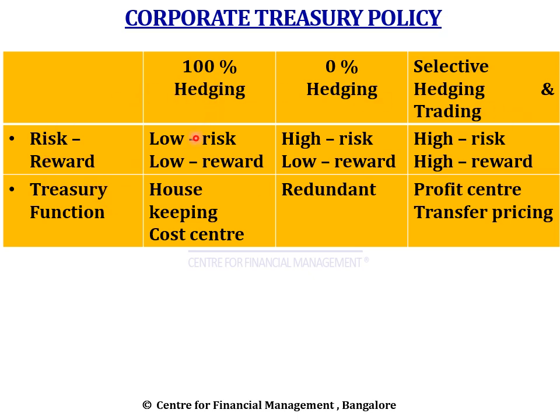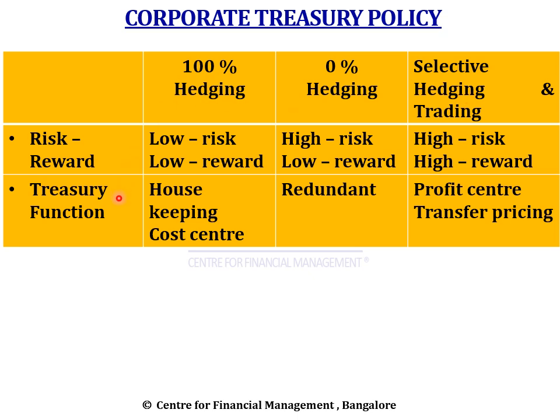This policy entails low risk and low reward. This policy entails high risk and low reward. This policy entails high risk and high reward. Obviously, this is a suboptimal policy. The firm may have to choose between this or this.